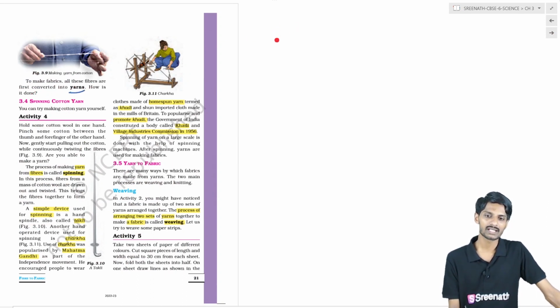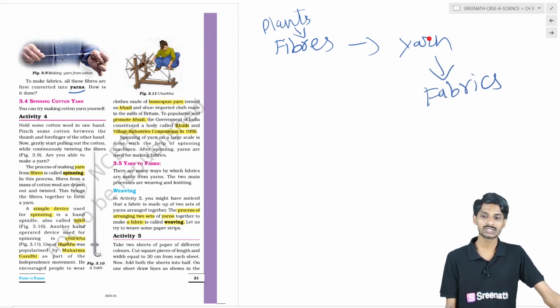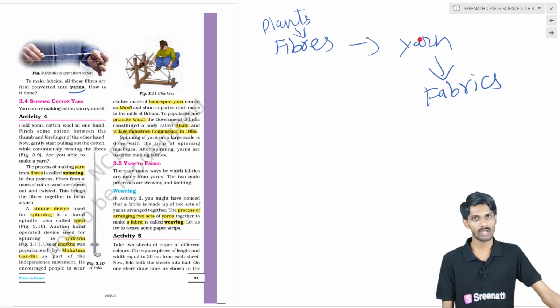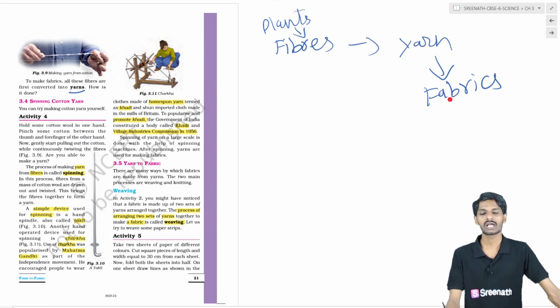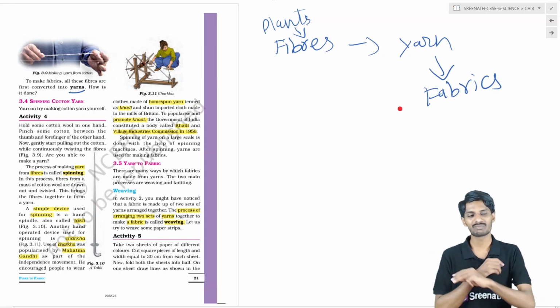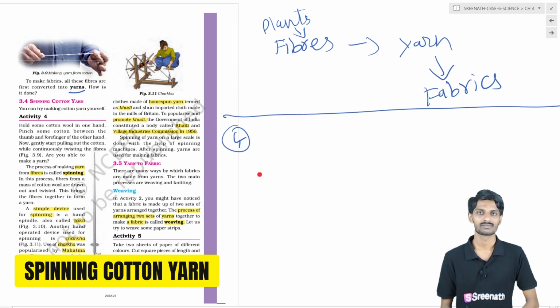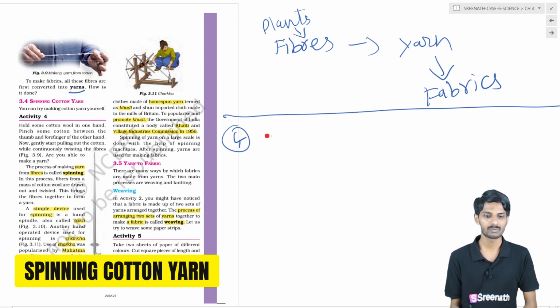Okay, so we have found out how to get fibers from plants, and these fibers are made into yarns to make fabrics. This is the process. We have known how fibers become yarn, and now we are going to discuss how yarns are made into fabric. Okay students, so we have completed the third topic. Now we are entering the fourth topic, that is spinning.